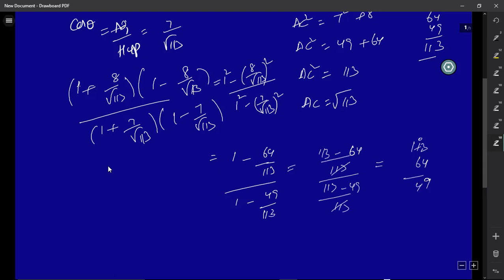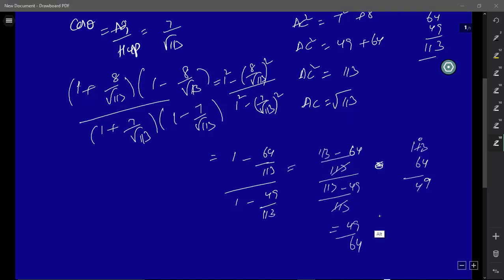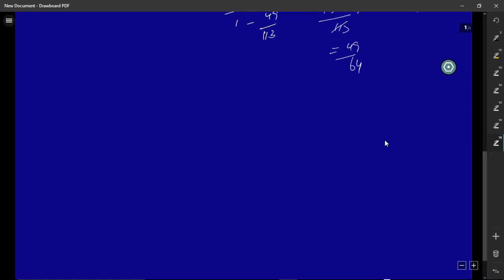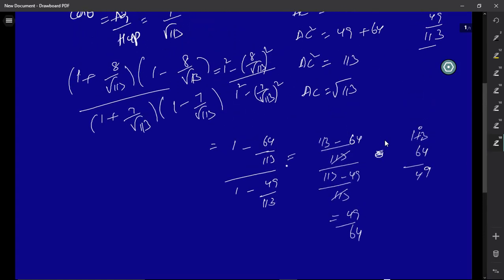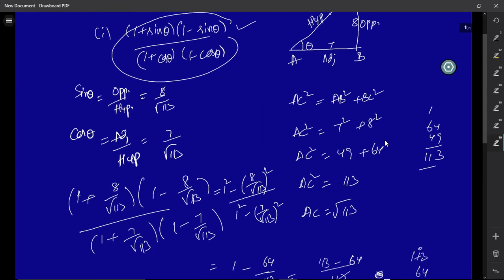It should be 49. (113 minus 49) should be 64, right? So cos theta is 49 by 64. I believe in the same way you can find out the value of the second question, which is (1 plus sine theta) by cos theta. You just need to substitute the value of sine theta and cos theta to find it out. I'll move on to question number 8.